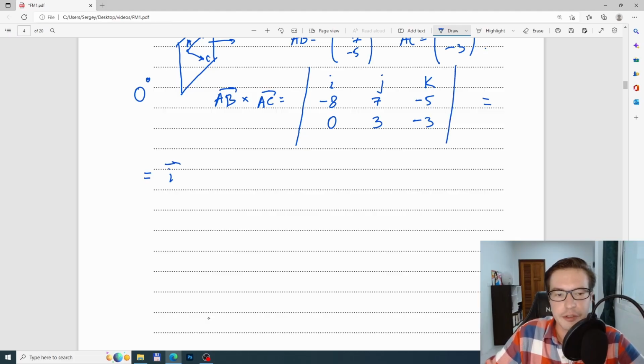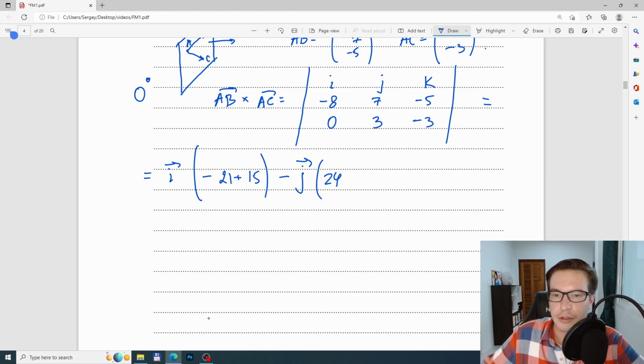Okay, let's calculate the determinant. So it's going to be I times (-21 plus 15). Don't forget to put a minus next to J, and 24. Just 24. And then plus K times (-24 minus 0). And that gives us -6I minus 24J, and then minus 24K.